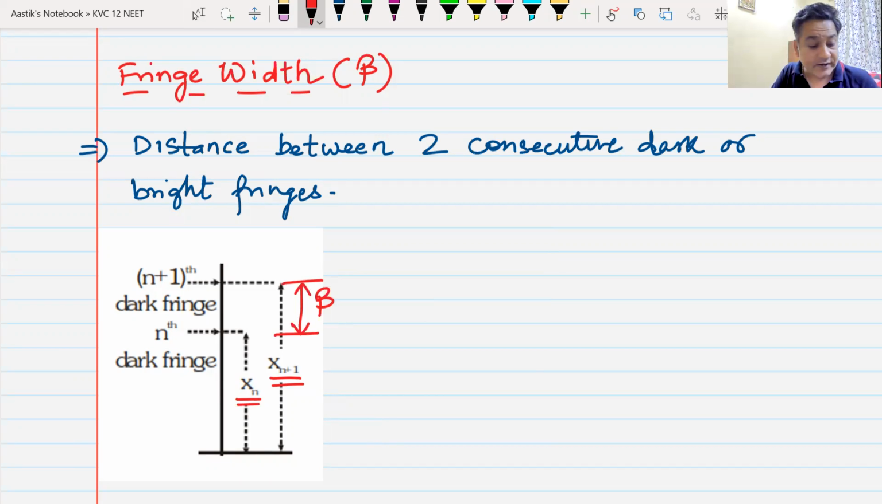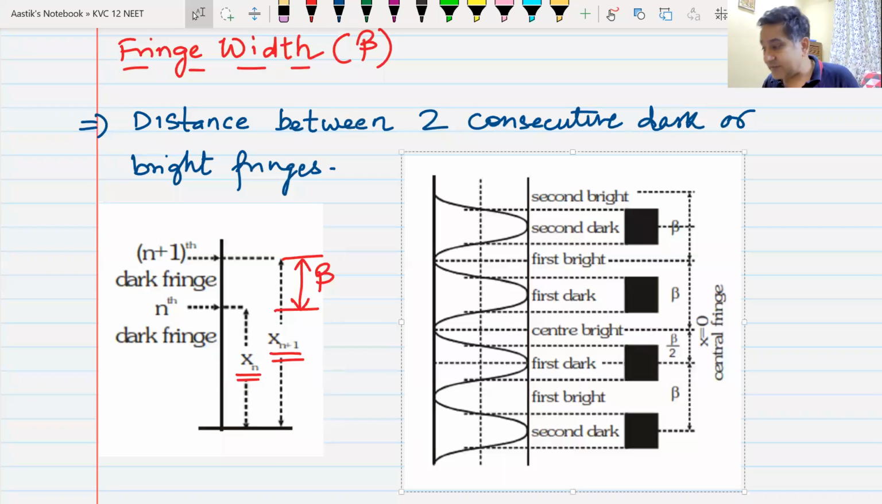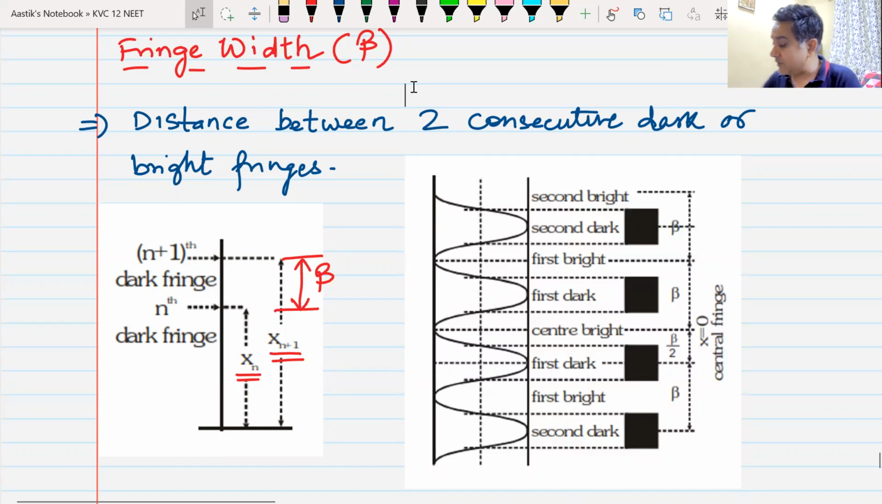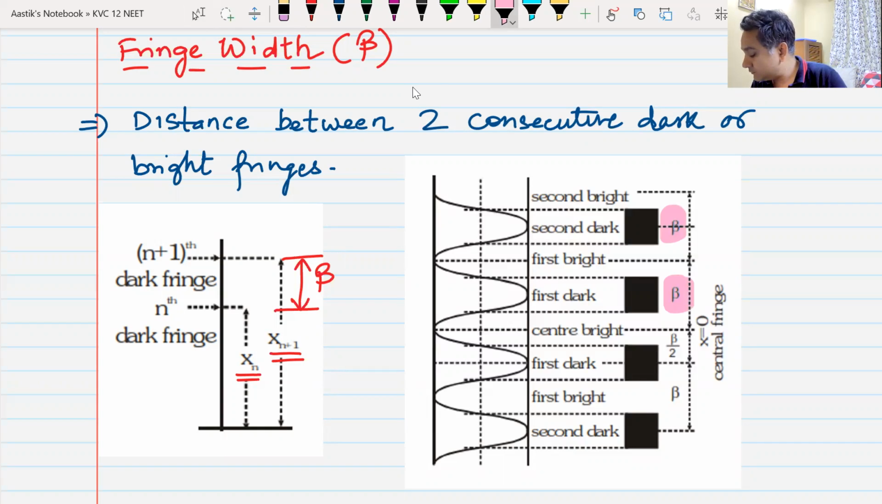This is the bigger diagram for the same thing. You may not draw this diagram, beta. It is not for you to draw. It will take time. The only thing I am showing it to you is that you understand it. This is the bigger version of the same diagram. Do we understand this fringe width here, my dear friends? Do you understand this?